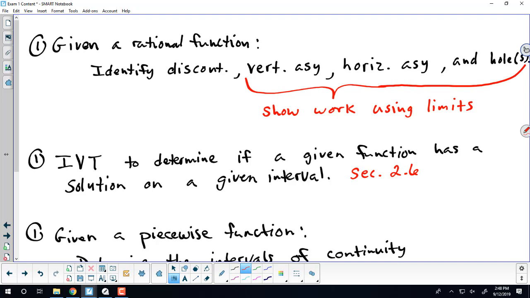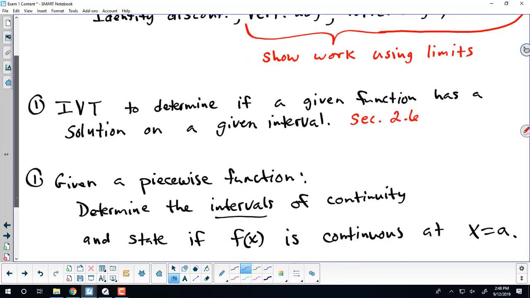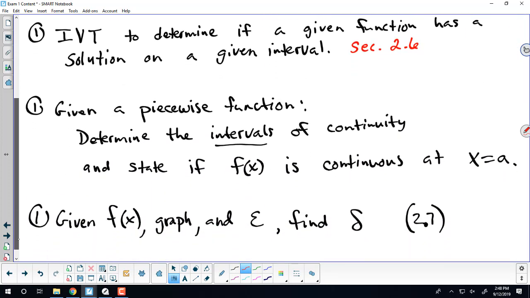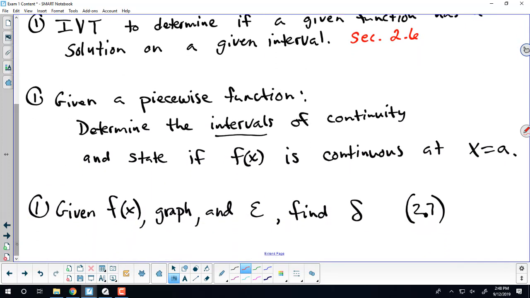One for the intermediate value theorem to determine if we have a solution in a given interval. One limit for determining intervals of continuity on piecewise functions. We had an example like that in 2.6. And then given a function, the graph and epsilon, you should be able to find delta.